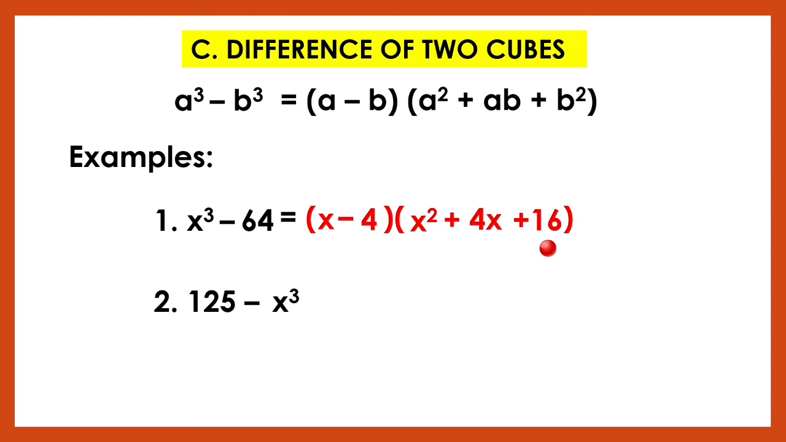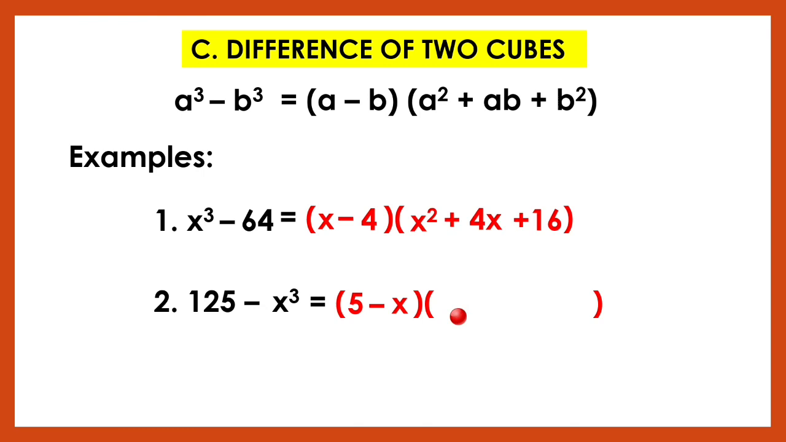Another example, we have 125 minus x cubed. Okay, what is the cube root of 125? That is 5. 5 times 5 is 25. 25 times 5 is 125. And then, what is the cube root of x cubed? That is x. And then, since difference to, difference din yung ating unang factor.